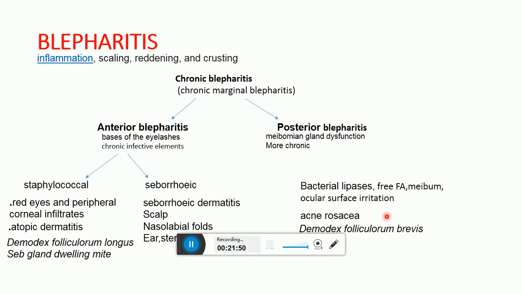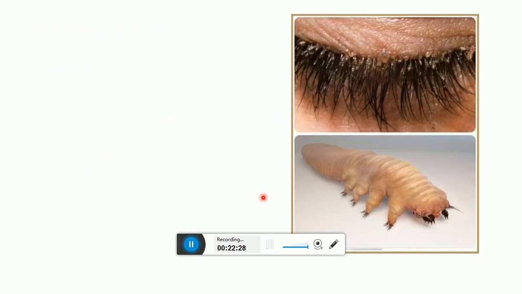In some patients there is a reaction to an extremely common hair follicle and sebaceous gland dwelling mite known as Demodex folliculorum brevis. In posterior blepharitis, the mite can be found normally in the majority of older patients. Older patients do not develop symptoms of blepharitis. So these are the Demodex.